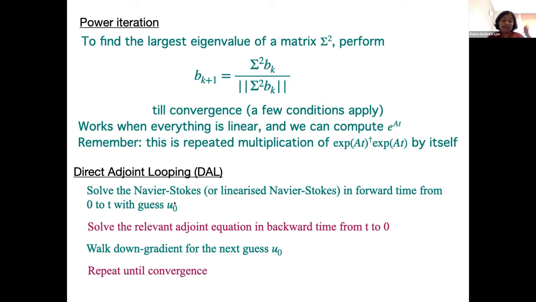I've got the velocity field at time t with my guess u0. I don't know whether it's a good guess or bad guess for the property I'm trying to optimize. Then at time equal to t, I start with the relevant adjoint equation. For each of these equations, I can derive an adjoint equation, and we'll be doing an example of that. I solve it in backward time from t to 0. And once I reach back 0, I can walk down the gradient for my next guess of u0. And I keep repeating it until convergence, where I've optimized the property that I want. So it's a power iteration, but on an operator.